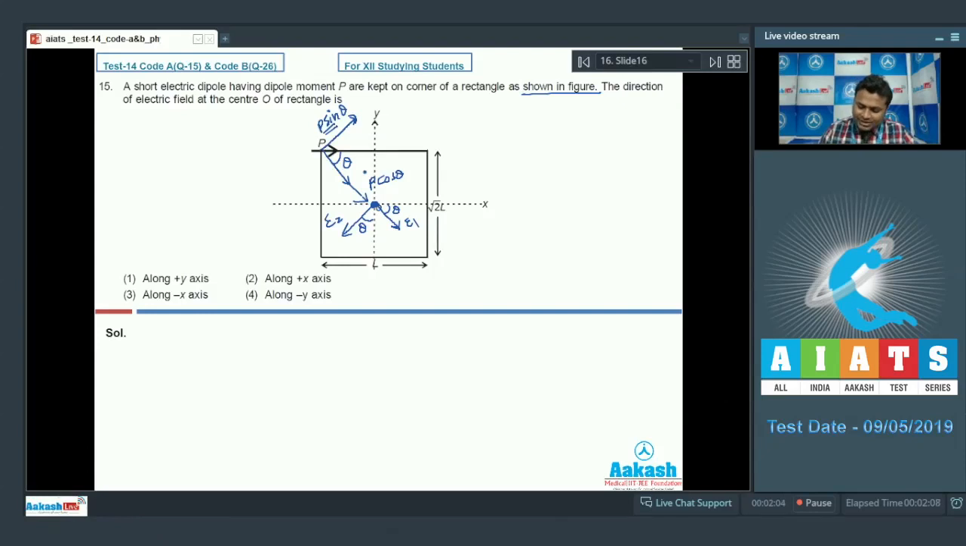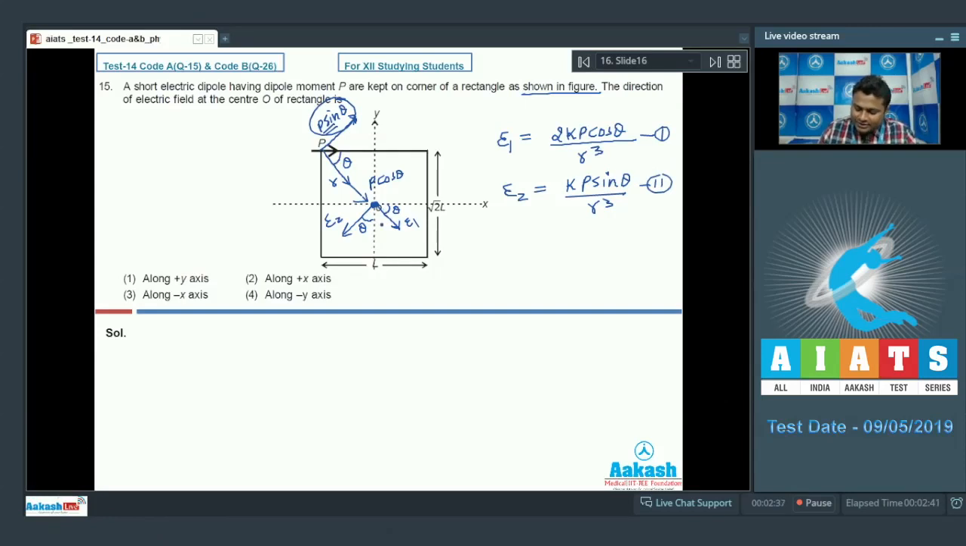Now you know very well, suppose this separation is R, therefore E1 can be written simply as 2kp cos theta divided by R cube. On the other hand, E2 can be written as k, the dipole moment is P sin theta, so kp sin theta upon simply R cube. These are equation 1 and equation number 2.